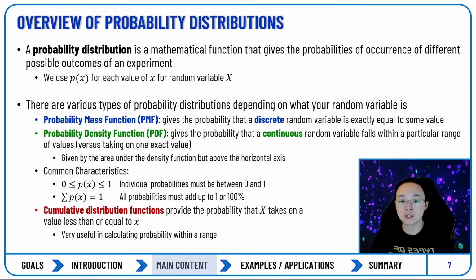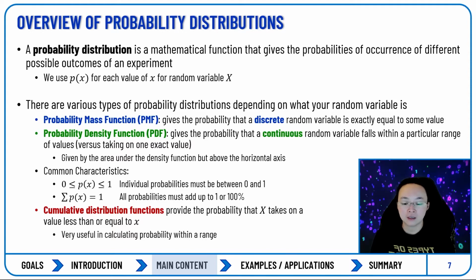So we want to take a look at the probability mass function, and that gives the probability that a discrete random variable is exactly equal to some value, especially because you only have integer values here. When we take a look at probability density functions, we call that a PDF, and that gives the probability that a continuous random variable falls within a particular range of values.